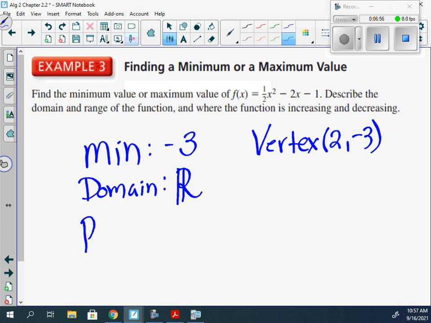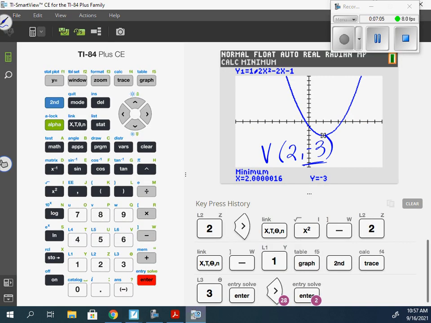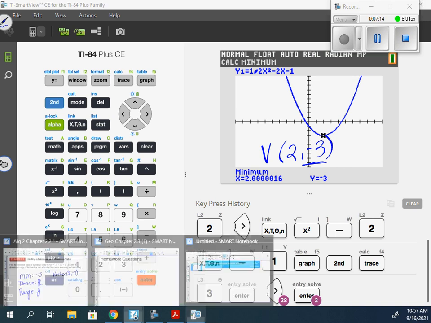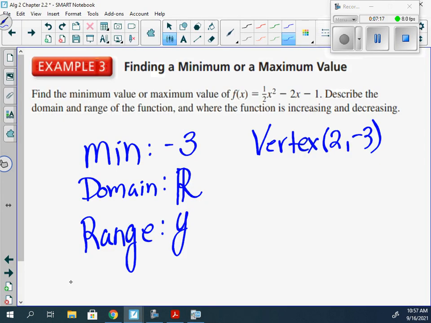Now the range, again, we're talking about the y values. Well, if I look at this here, what is the smallest y value? Negative 3, and they're all what? Greater than it, yes? So if we talk about the range, well, we're talking about what? All the y values that are what? Greater than or equal to negative 3, because if we look at that graph, the lowest point that it can be is at negative 3. That's all the values that are bigger than it. Any questions on any of this here so far?